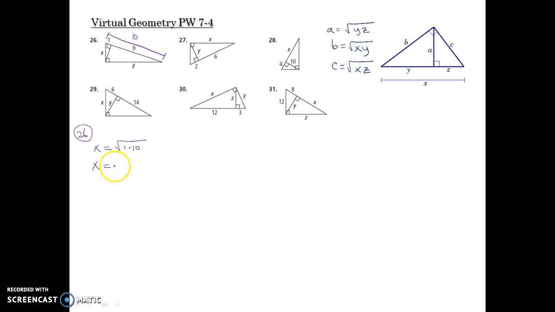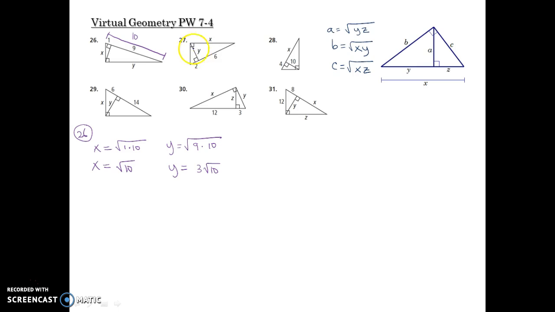And 1 times 10 is 10. And 10 is just 2 times 5. So there's no perfect square factor that's going to come out. So x is just the square root of 10. And then y is the geometric mean of 9 and 10. So that's the square root of 9 times 10. And 9 is a perfect square, so the square root of 9 is 3, so that'll be 3 times the square root of 10. So that's how you can use the simplified versions of those corollaries.